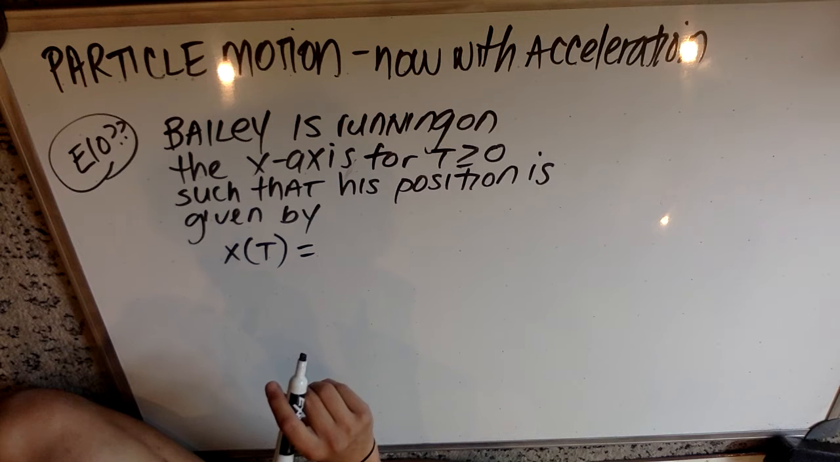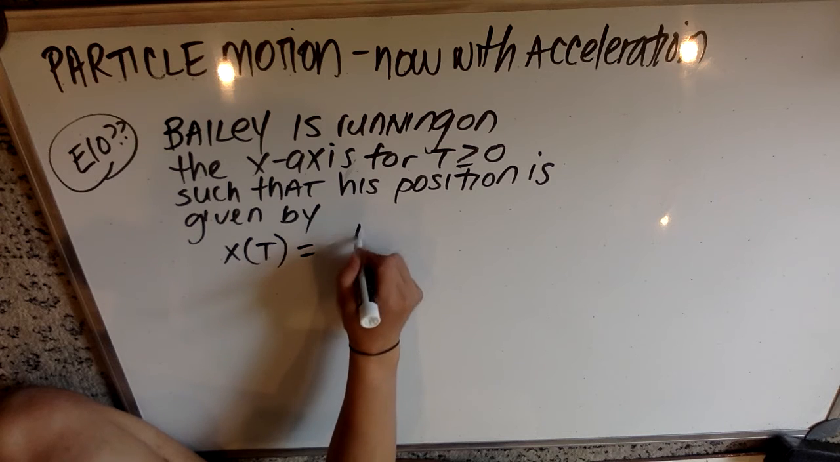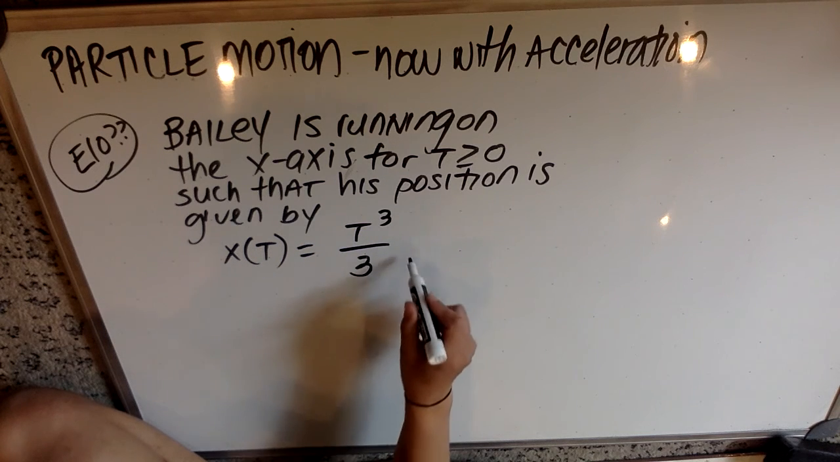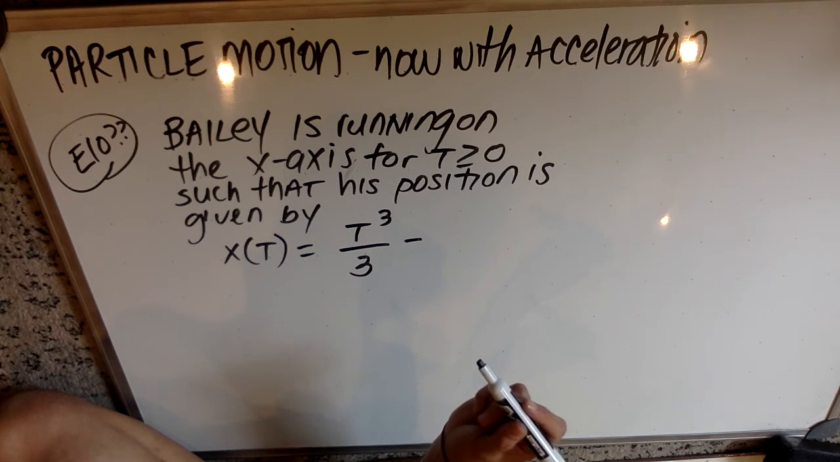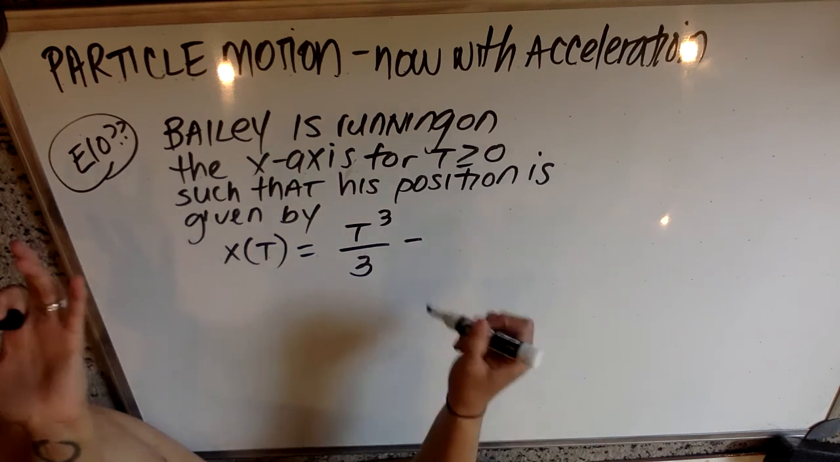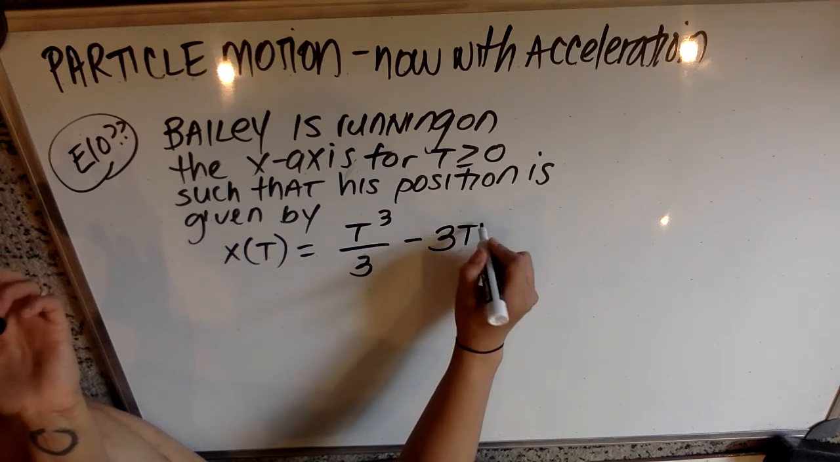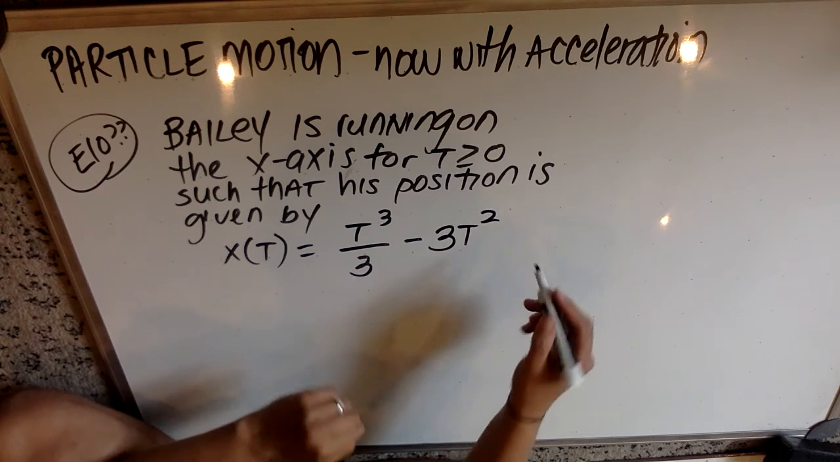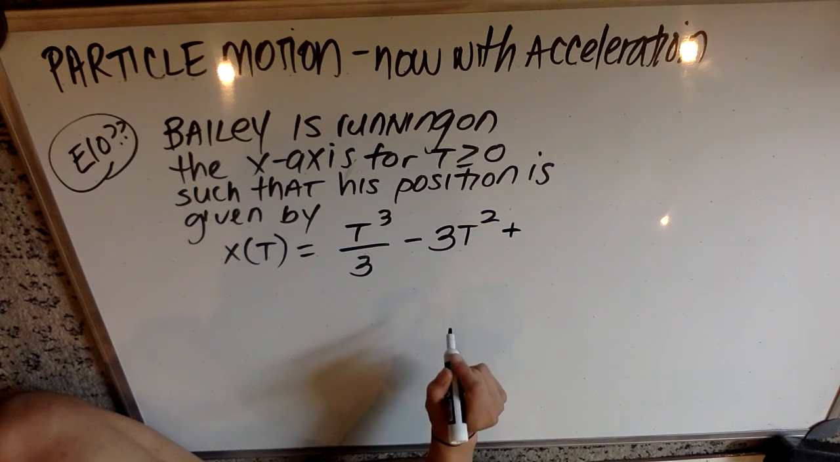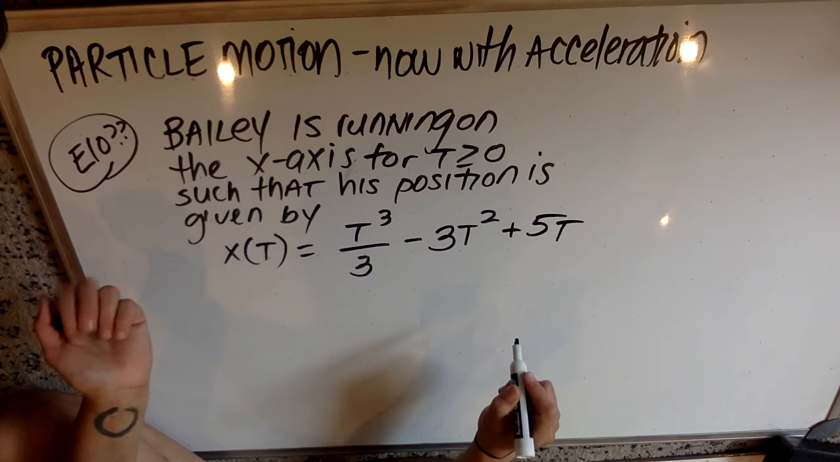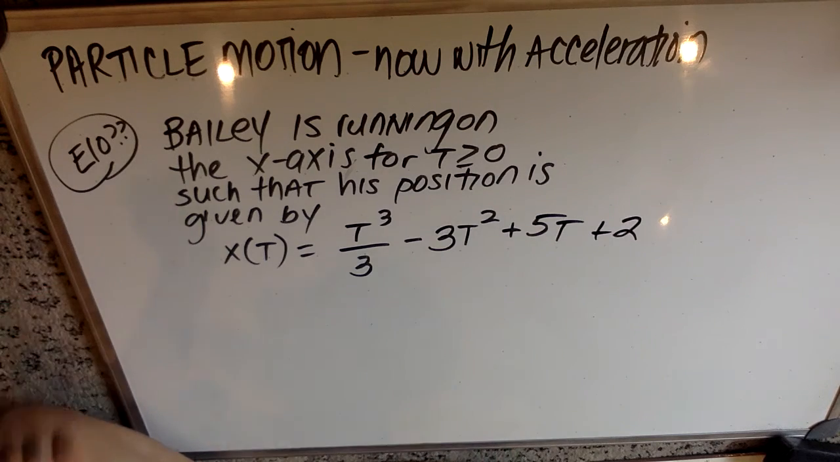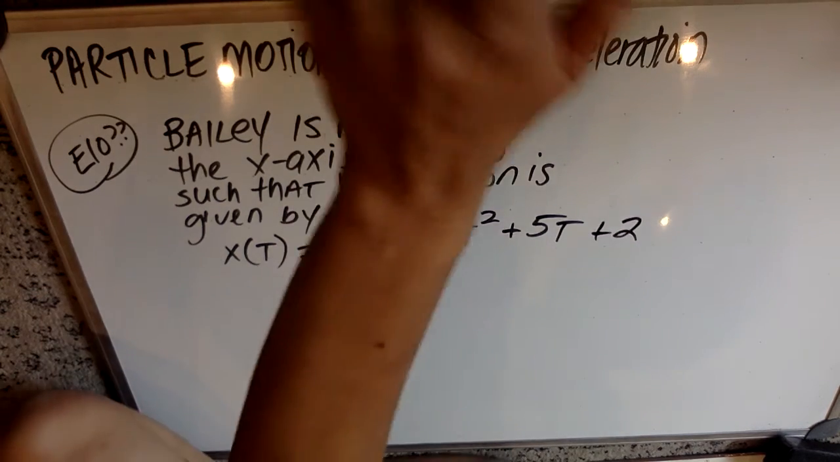Let's do t cubed over 3 minus 3t squared plus 5t plus 2. Okay. Cool. So there's Bailey's position. Just randomly made up.